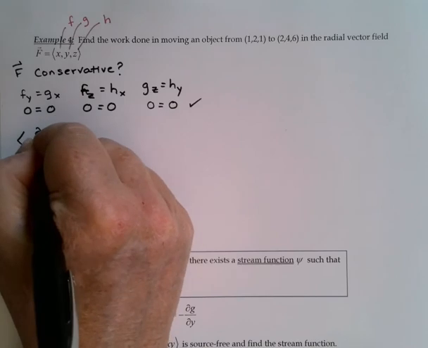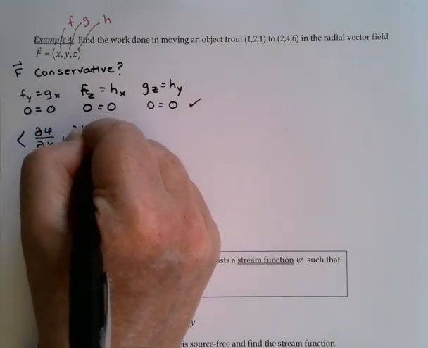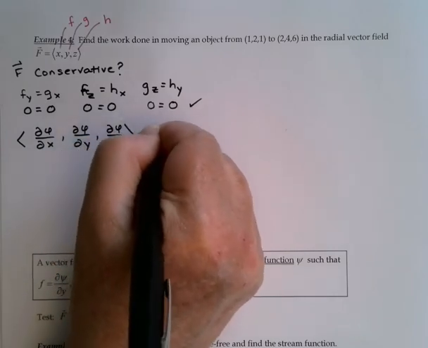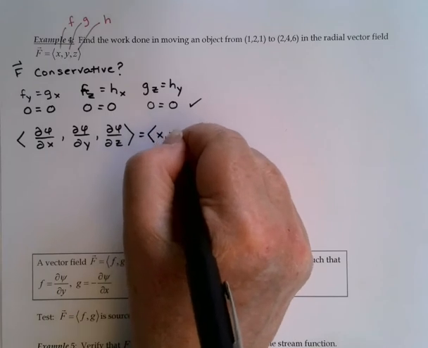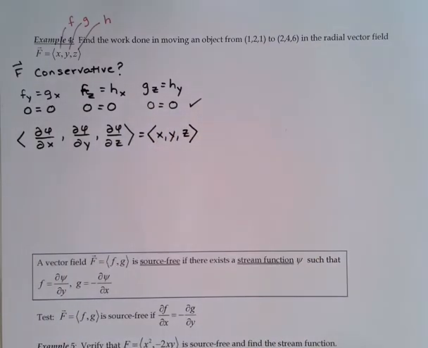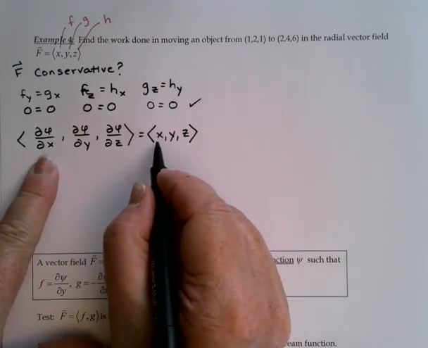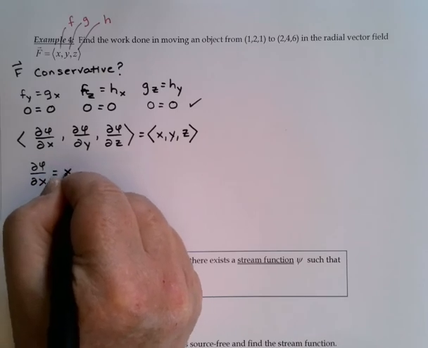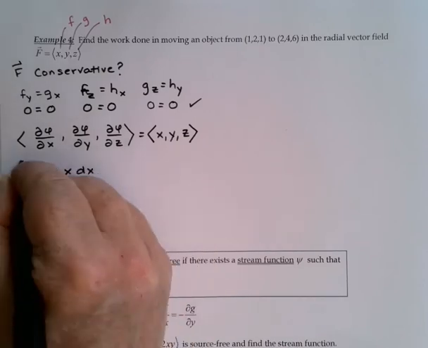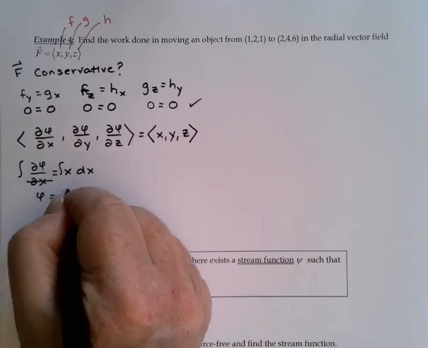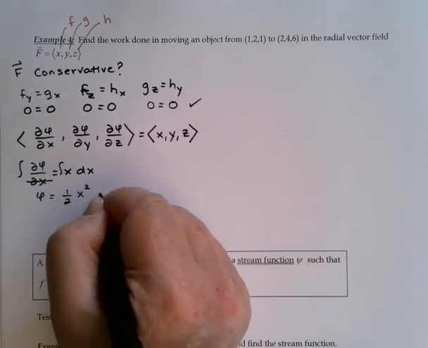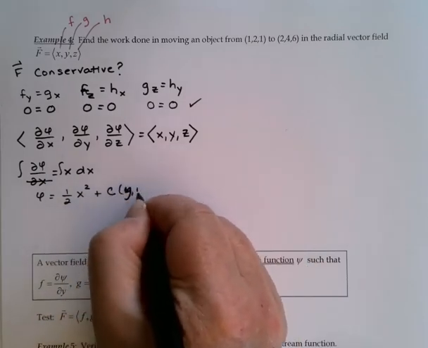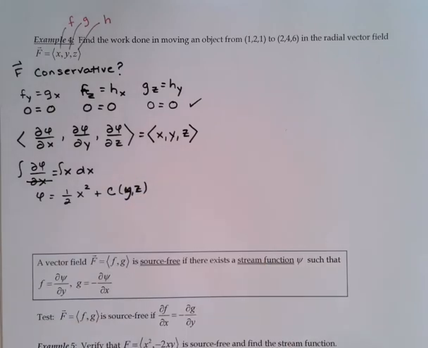So my 3-dimensional gradient has to equal the vector field, which was <x, y, z>. And let's see, if I set my first components equal, looks like I'm going to get phi is 1/2 x squared plus my constant. Only x is the variable here, so my constant could depend on either y or z.